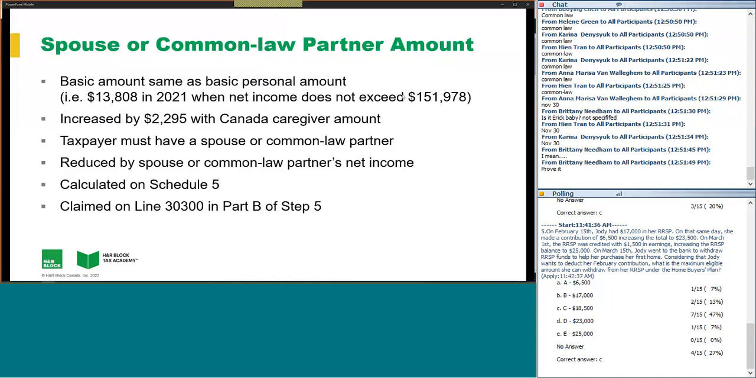Okay. To get it, you have to have a spouse. So we've already established who does and who doesn't have a spouse for tax purposes. And then we need to know their income. Where are we going to get their income from on the tax return? Where will the CRA see their income? What part of the tax return have we already recorded the net income of the spouse?